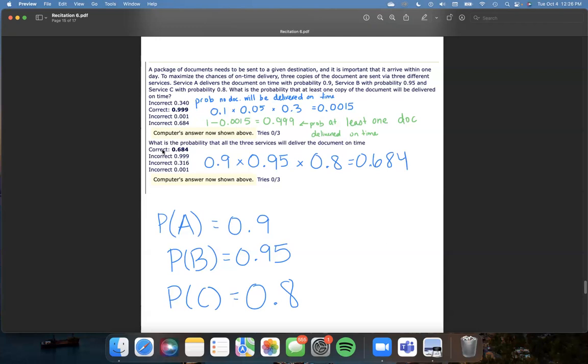Next is, what is the probability that all 3 services will deliver the document on time? So here we were given the probabilities that Service A will deliver on time, Service B will deliver on time, and Service C will deliver on time. So if we multiply all of those values together, we get 0.684.